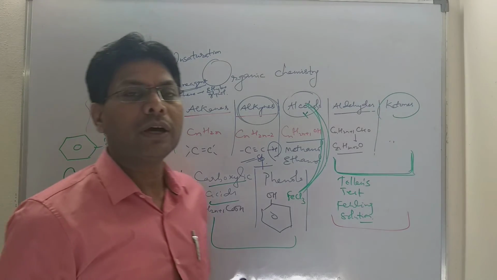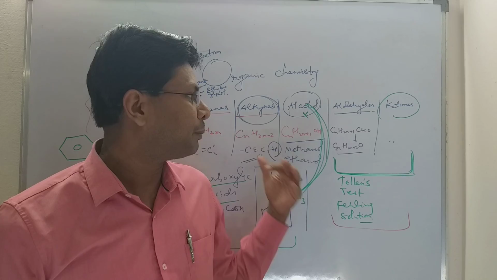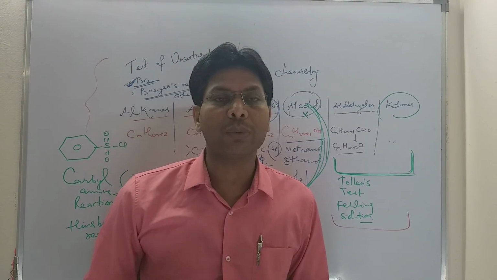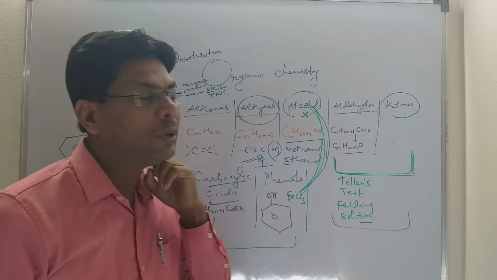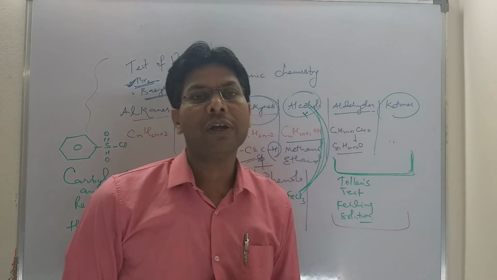So you have to keep in mind the functional groups, what the basic reactions are, and how to know that the group present is a carbonyl group. So the 2,4-DNP test you have to do. You have to know how aldehydes and ketones can be distinguished by Tollens reagent, Fehling's solution, etc.